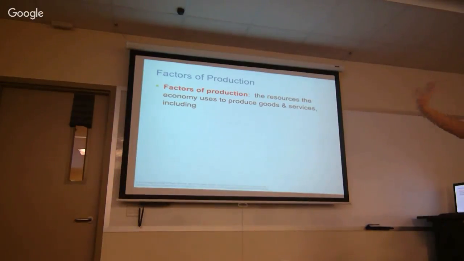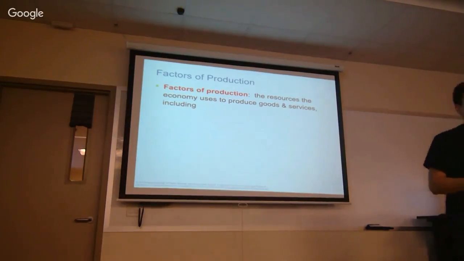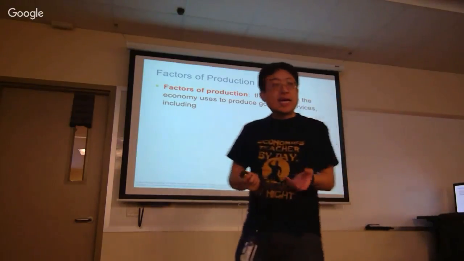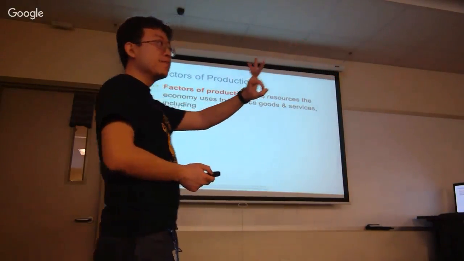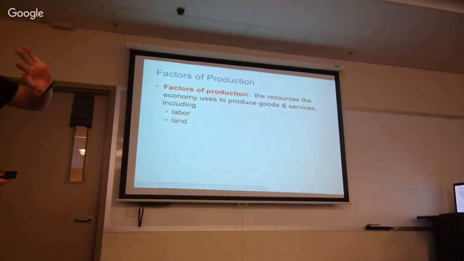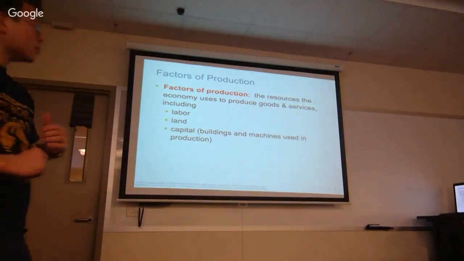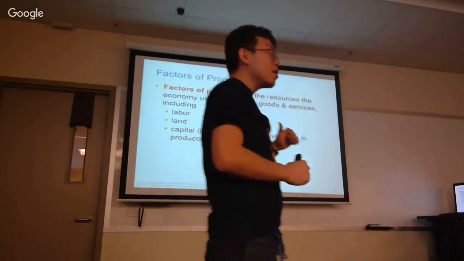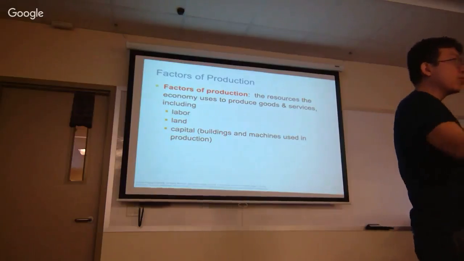So these factors of production are the resources a company needs to produce goods and services, and we put them into three categories: land, labor, and capital. Labor is the employees, the employees of the company.